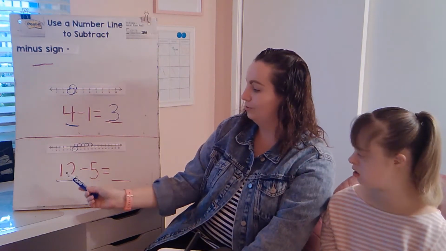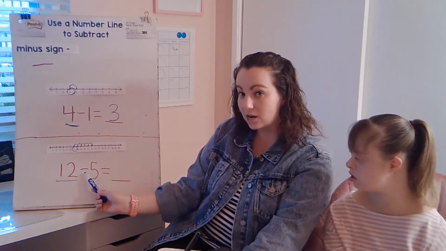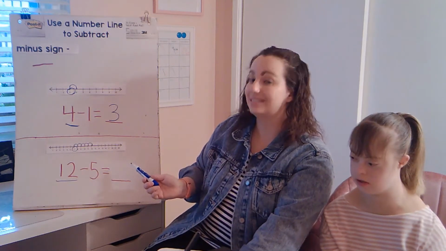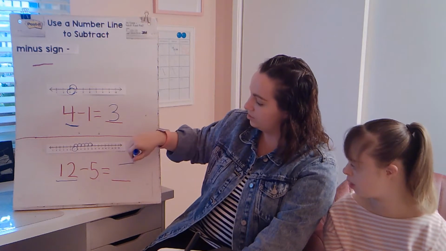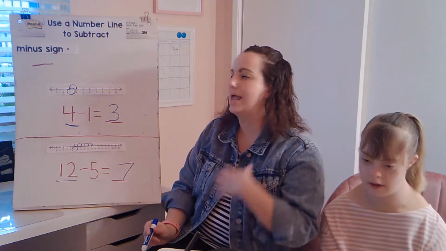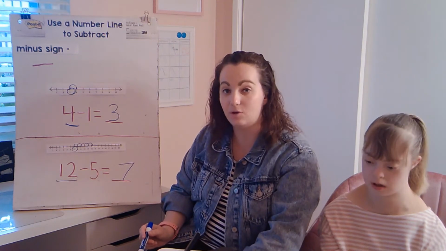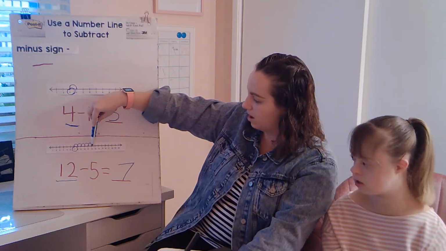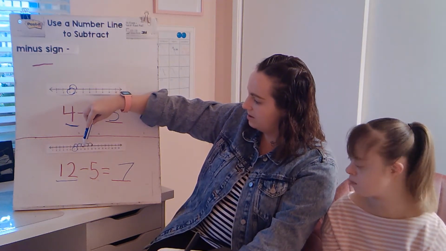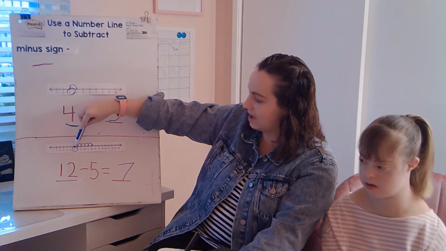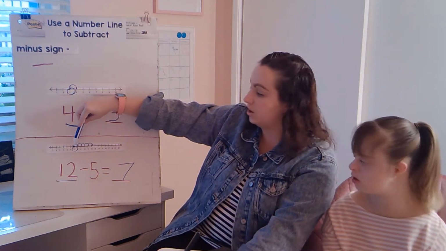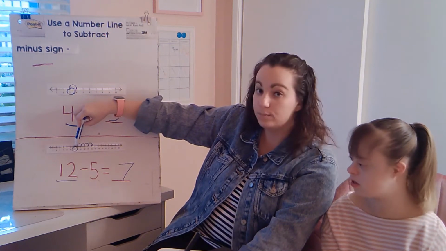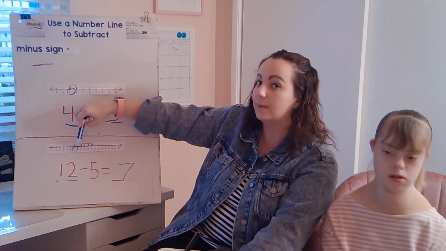Yay! So 12, take away 5 equals 7. Yep, where you land on the number line. It's just like the counting back we did in our last lesson video. It's basically going 12, 11, 10, 9, 8, 7. You're counting back on the number line. You're using the number line spaces to help you keep track of your counting back.